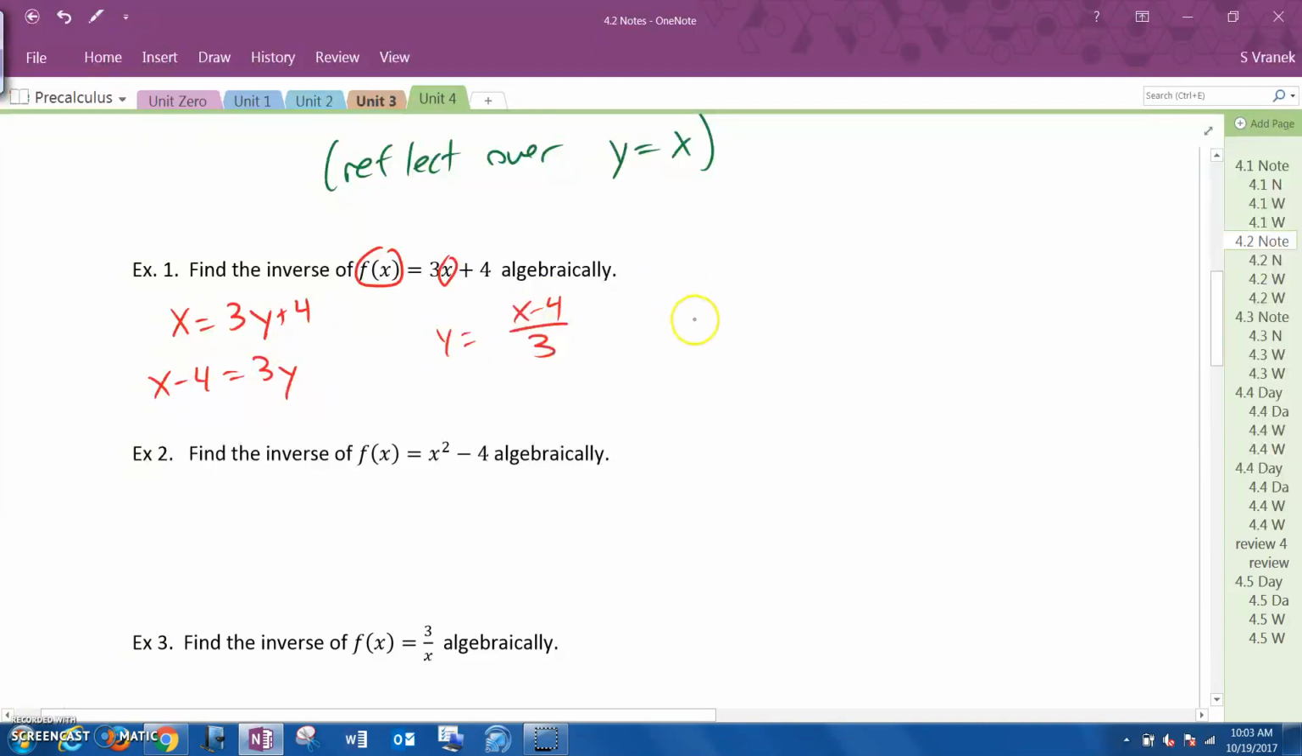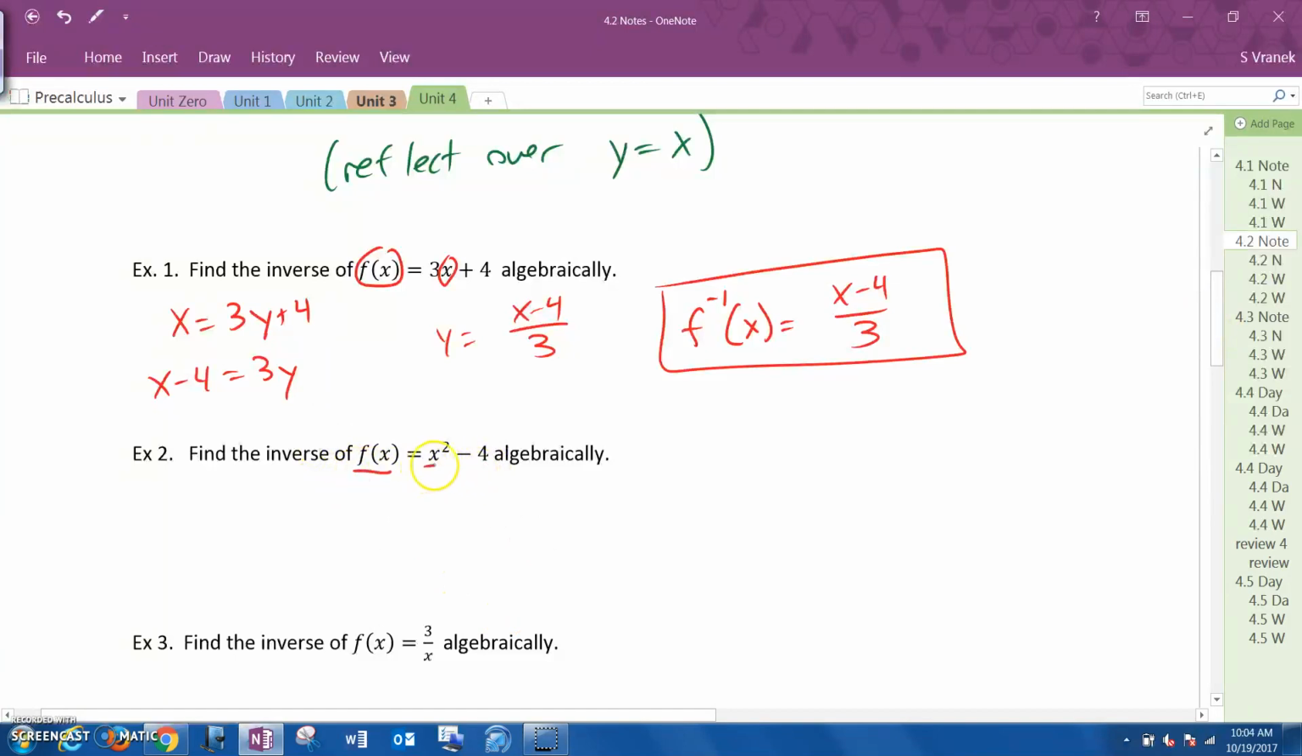But remember, we want to write it in inverse notation, so instead of y we're going to write that the inverse of the function is x minus 4 over 3. So once you solve for y, just change the y back, except change it into f inverse of x. Alright, let's try it again.